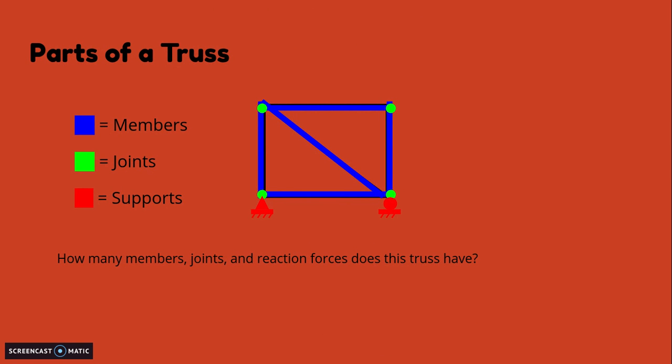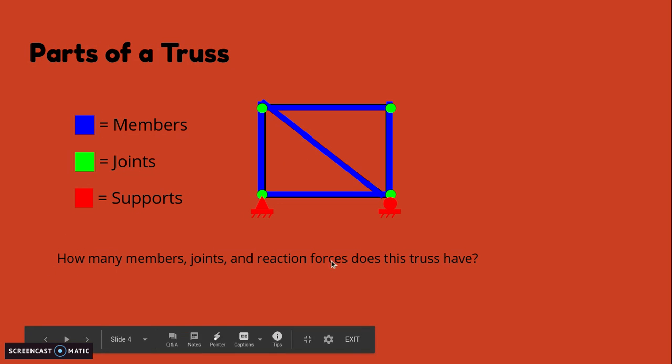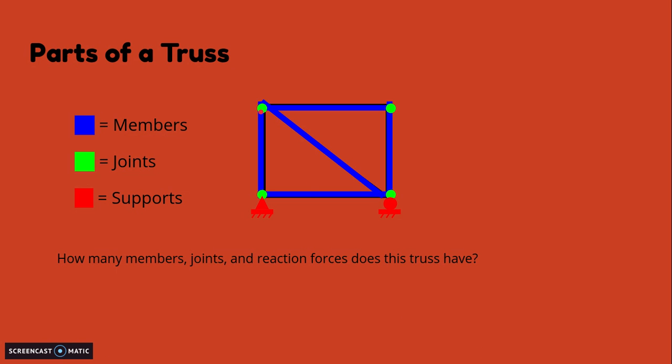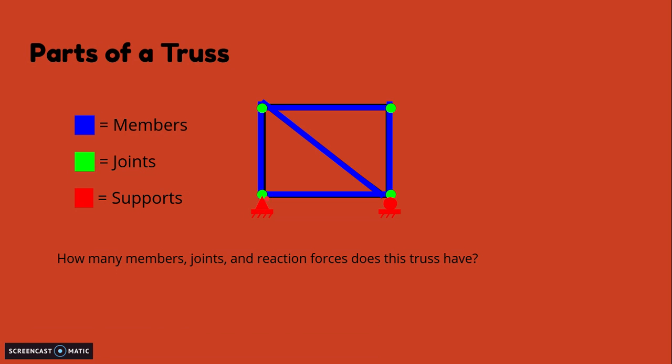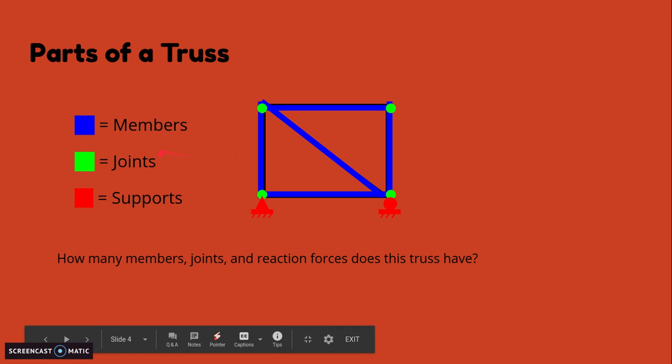So there are parts of a truss. There are members, joints, and supports. The blue is what the members are. When we go down here to how many members, joints, and reaction forces, there are 5 members. This one, this one, this one, this one, and this one. There are 4 joints: 1, 2, 3, 4. And there are 2 supports, but it asked how many reaction forces there are. There are 2 with a pin support, so 2 here, and 1 with a roller, so 3 total reaction forces. So 5 members, 4 joints, and 3 reaction forces.